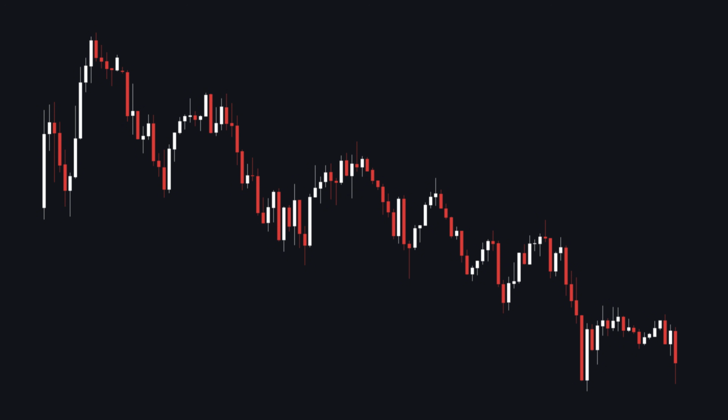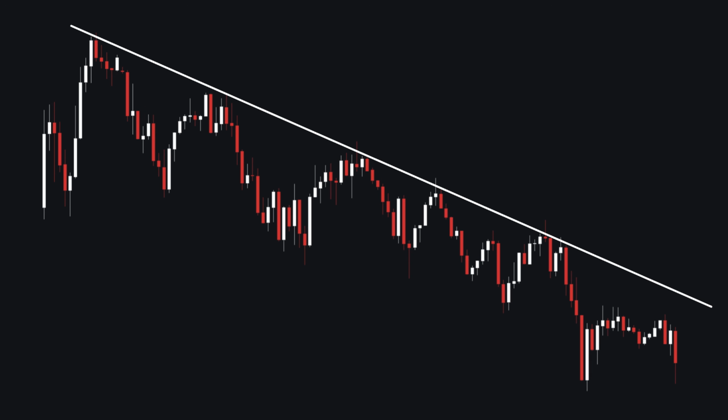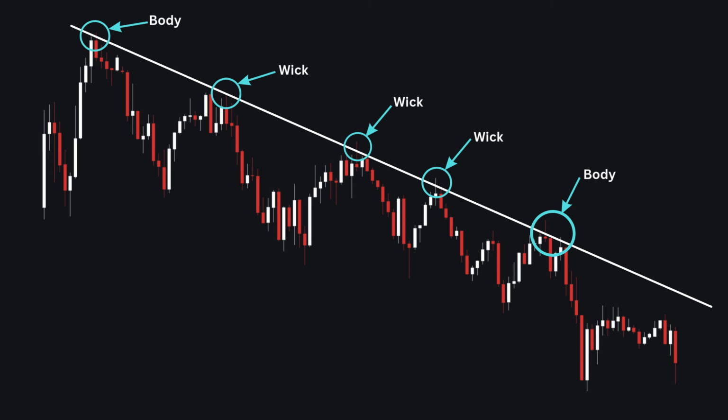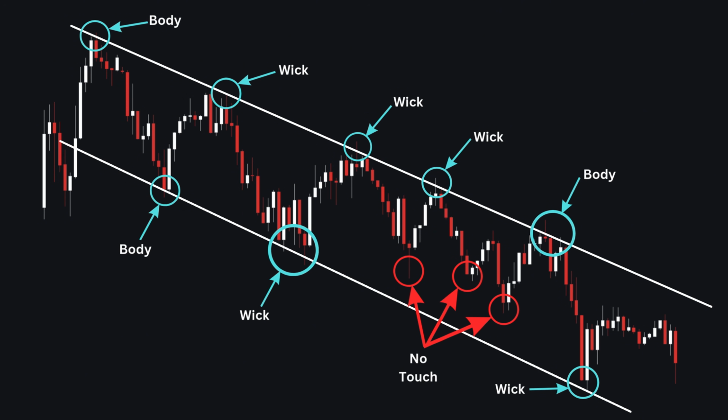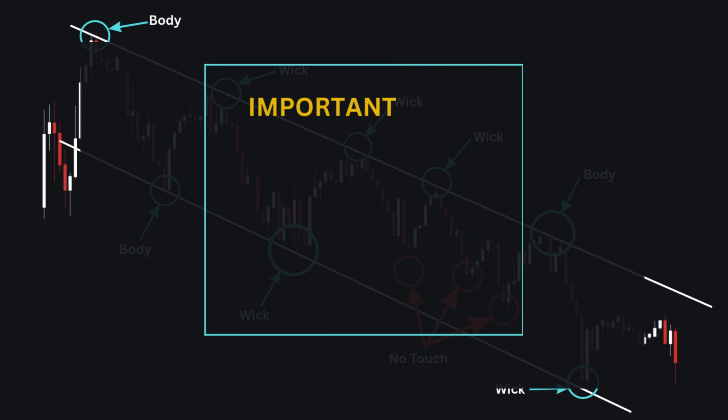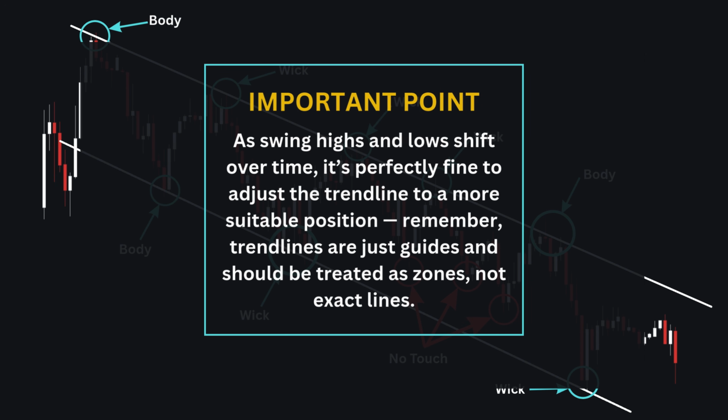So here in this example, we can see that we are in a downtrend. And we will draw our trend line like this, so we can get the most touches. And we can see that sometimes the trend line touches the body of a candle, and sometimes only the wick of the candle. And we will also draw a trend line to the bottom. Once again we can see that the trend line sometimes touches the wick only, and sometimes the candle body. And sometimes we did not get any touch, and that is fine. But here's an important point, as swing highs and lows shift over time, it's perfectly fine to adjust the trend line to a more suitable position. Remember, trend lines are just guides and should be treated as zones, not exact lines.